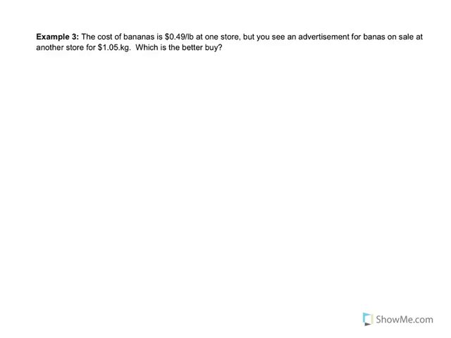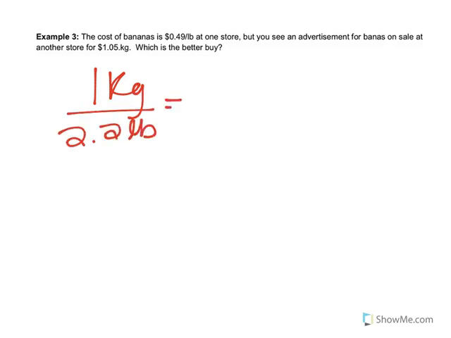Alright, last example. The cost of a banana is 49 cents per pound at one store, but you see an advertisement for bananas. Proofread your work. It's important, okay? Bananas on sale at another store for $1.05 per kilogram. Which is the better buy? So let's change the pounds. We know 1 kilogram is 2.2 pounds. We know that we're going to find 1 pound into kilograms.